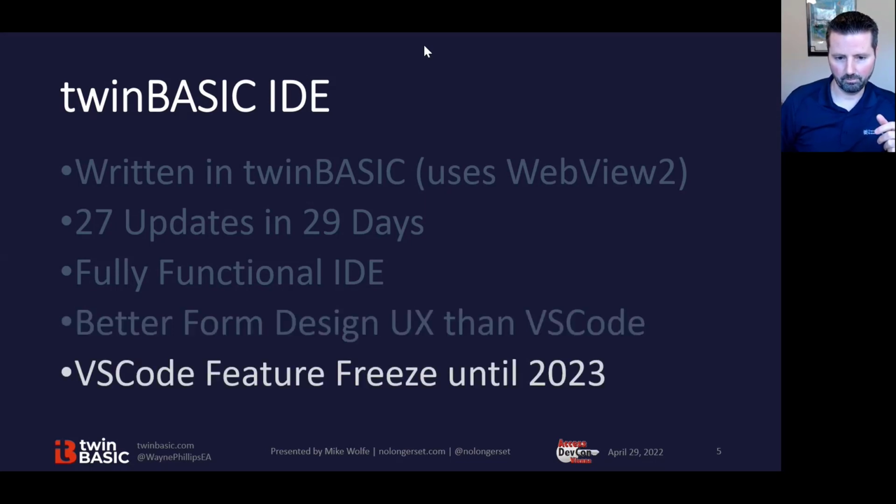Because of the improvement of the IDE over the last 30 days or so, there's a discussion on the twinBASIC GitHub page, and a decision was made that over the long term, it's important for the project to be able to grow, that it has VS Code support. But in the relatively short term, there's going to be a feature freeze. So you're not going to see any changes to the VS Code twinBASIC extension until at least 2023. All the development effort is going to be going into the development environment. And I think you'll see in a minute, I think that's the right way to do things.